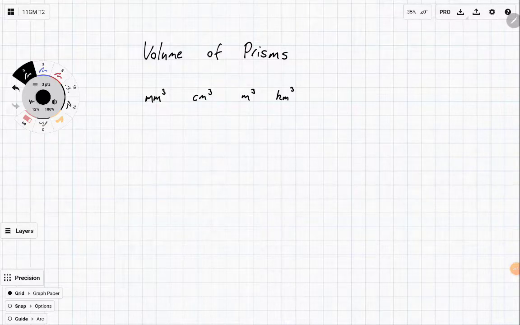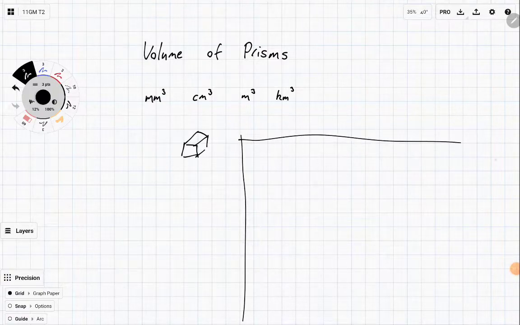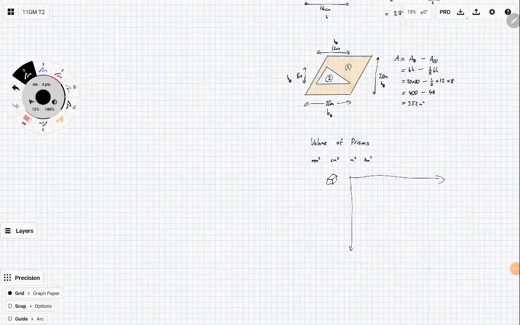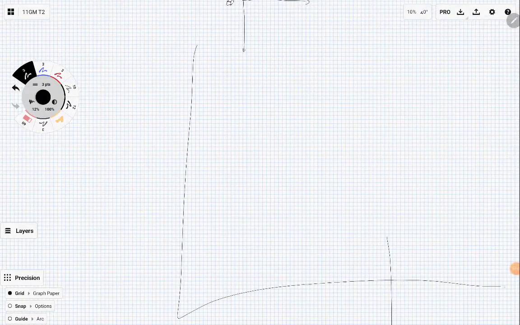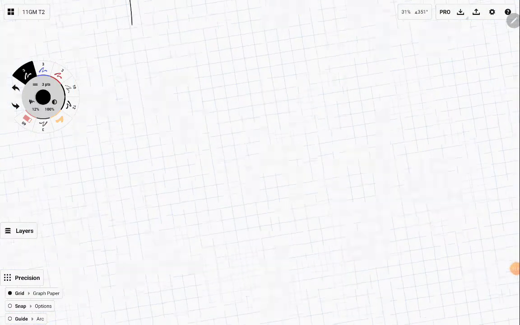If you remember back to the square meter video, well, a cubic millimeter is 1 millimeter by 1 millimeter by 1 millimeter. A cubic centimeter would be a centimeter by a centimeter by a centimeter. A cubic meter would be 100 centimeters by 100 centimeters by 100 centimeters. So very, very large. And then for a cubic kilometer, we're looking at hugely large, right? So these are the different sized shapes that we are looking at, okay?